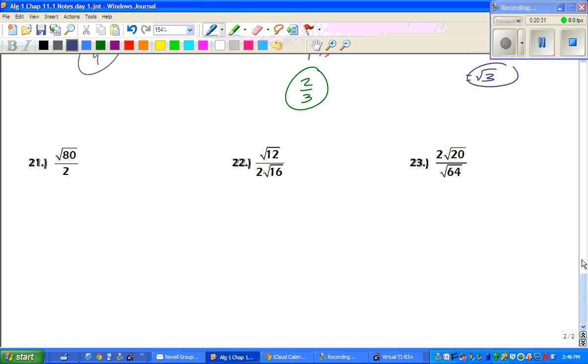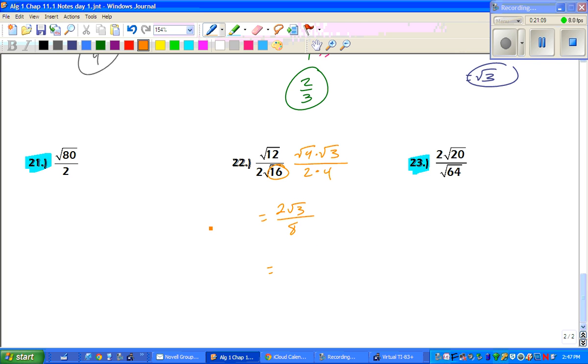Now, I want you guys to try 21 and try 23. You guys can work those out. We're going to go through 22 real quick, though. So breaking down 12, it's the square root of 4 times the square root of 3. And now the square root of 16 is 4. Now, let's break that down. Square root of 4 is 2. You're left over with root 3, and then 2 times 4 is 8.